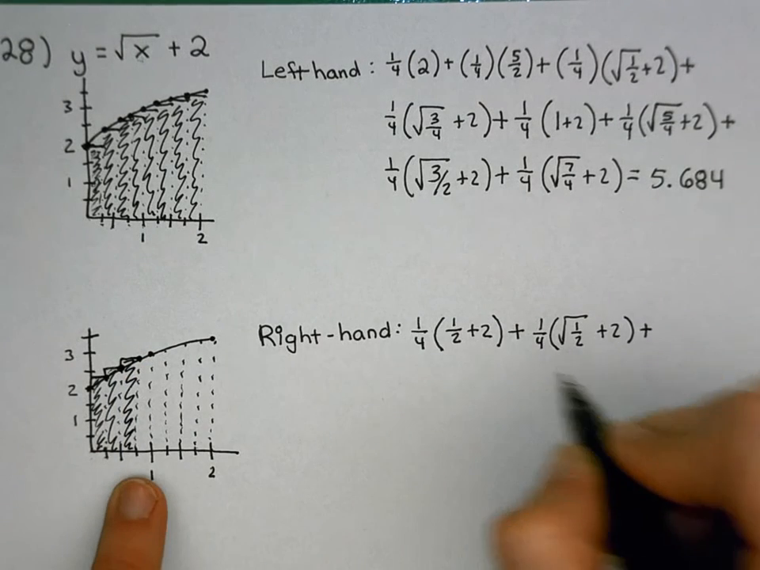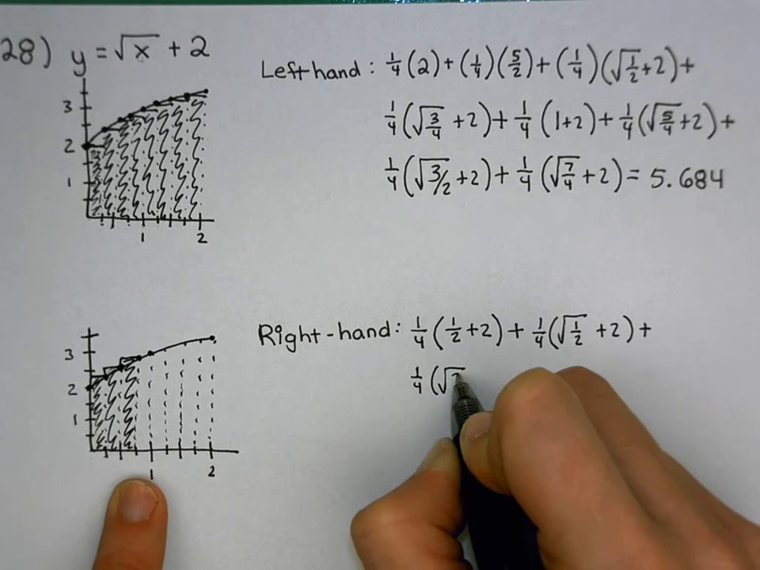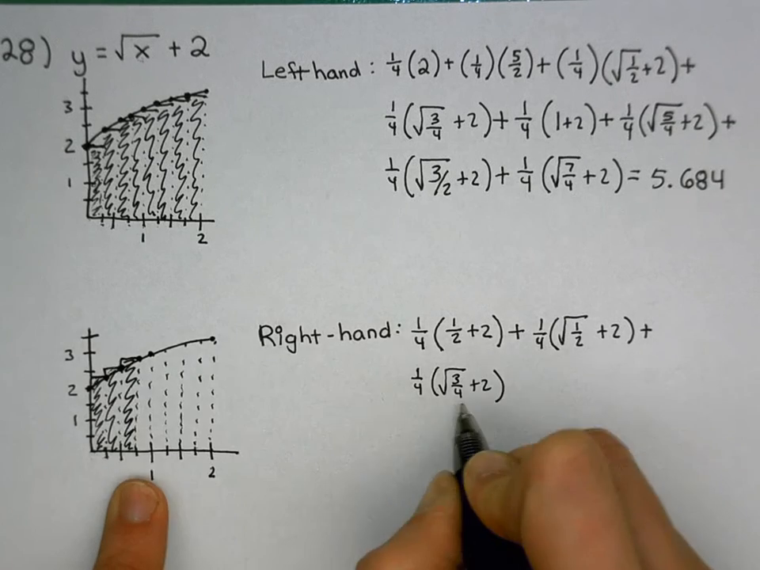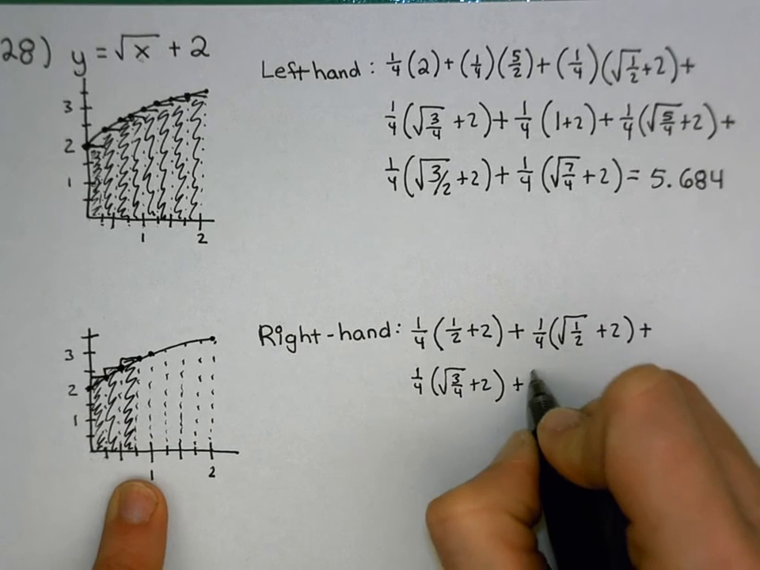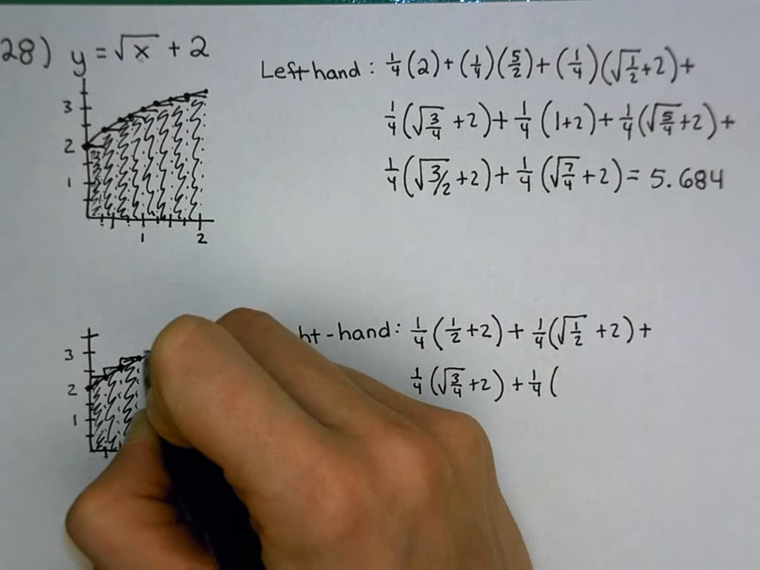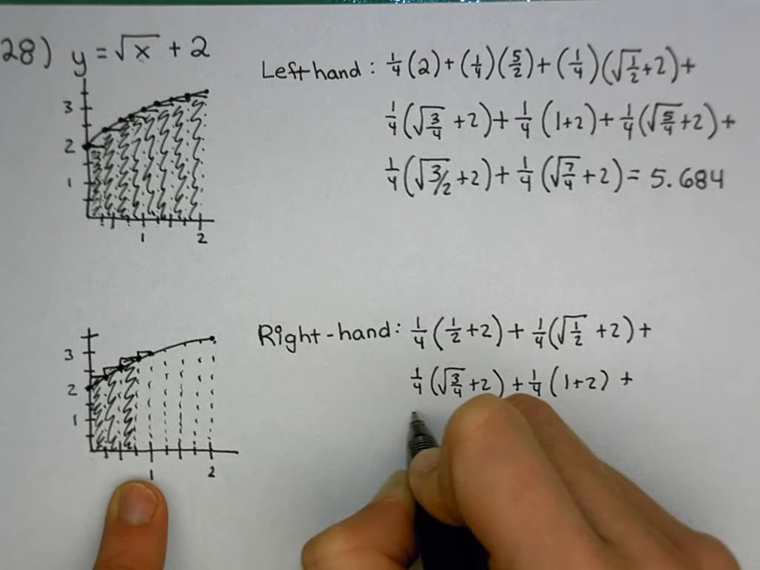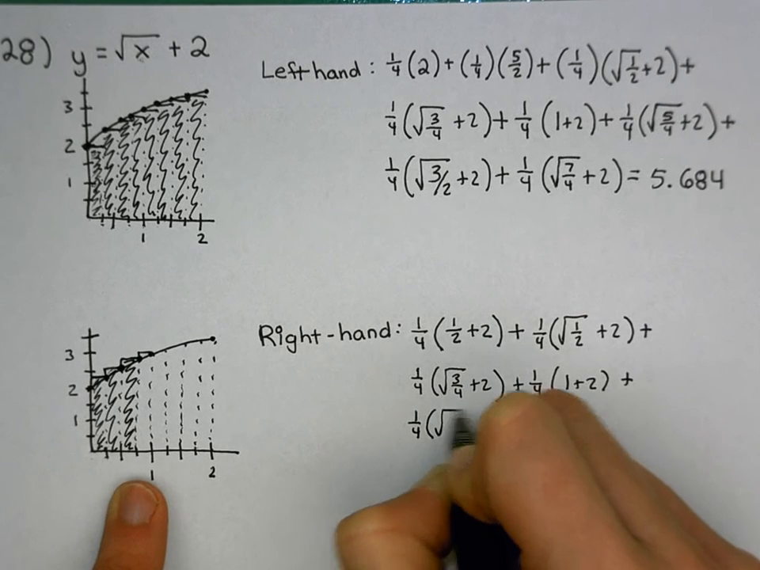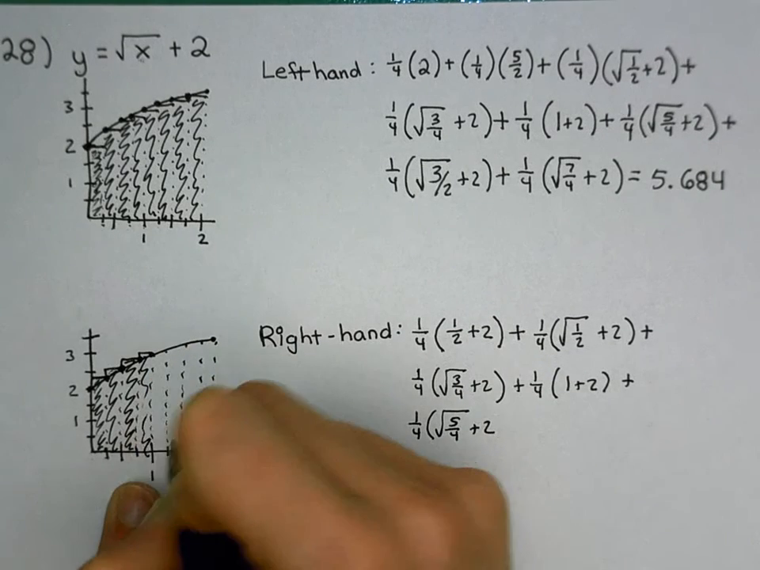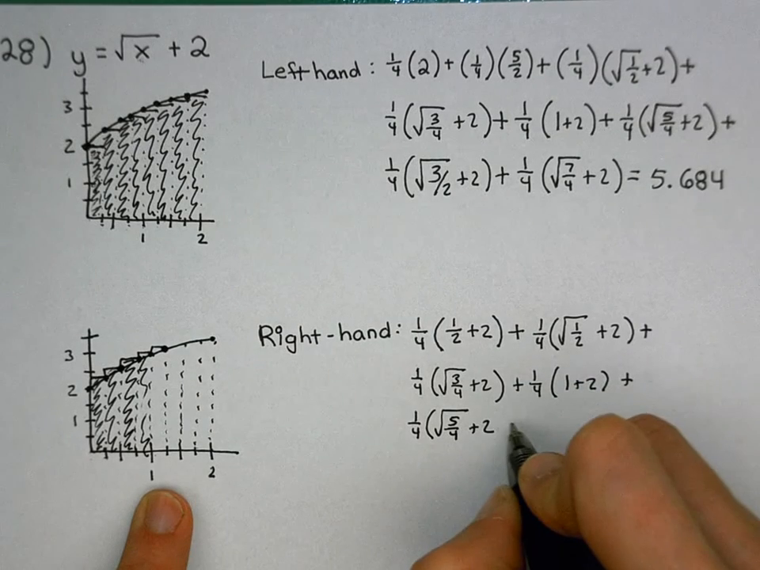In order to calculate our right-hand Riemann sums, we have 1/4 square root 3/4 plus 2, since our right-hand point is x equals 3/4, so that's what I put into y equals. And our fourth, which is plugging in 1, so we have square root 1 plus 2, plus 1/4 square root 5/4 plus 2. 5/4 is this fifth subinterval. Again, still an over approximation.